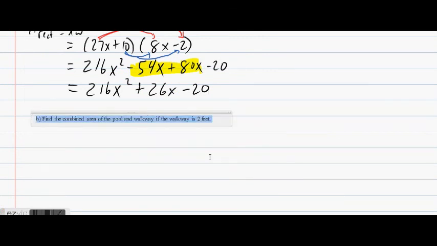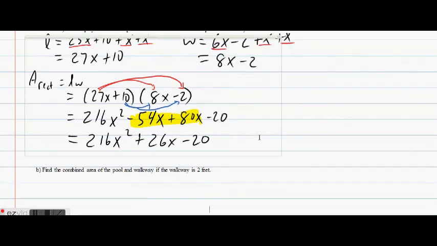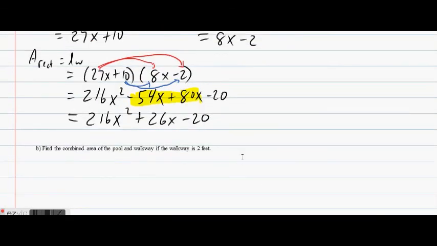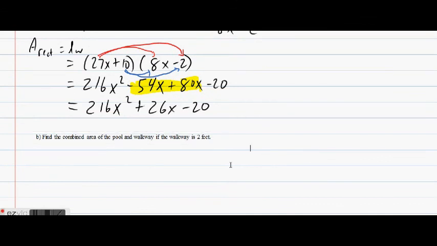All right, so part B. They want us to find the combined area of the pool and walkway if the walkway is 2 feet. Well, let's look back at the problem. The walkway was 2 feet. Do you agree then that's 2 feet? Here is 2 feet. It's 2 feet all the way around, right? So x equals 2. Don't make it difficult on yourself. X equals 2.